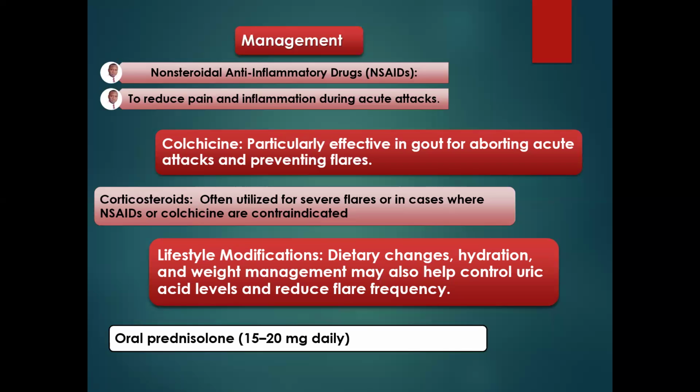The person needs to be taking enough water. Hydration is the key. Then weight management, which helps control uric acid levels and reduce flare frequencies. The person's weight should be regulated. Then what the person eats too. Since we know alcohol, most seafood, and all of that contribute to hyperuricemia, our patient needs to really modify what they eat, so as to reduce the chances of having hyperuricemia. Then oral prednisolone can also be given in the management.